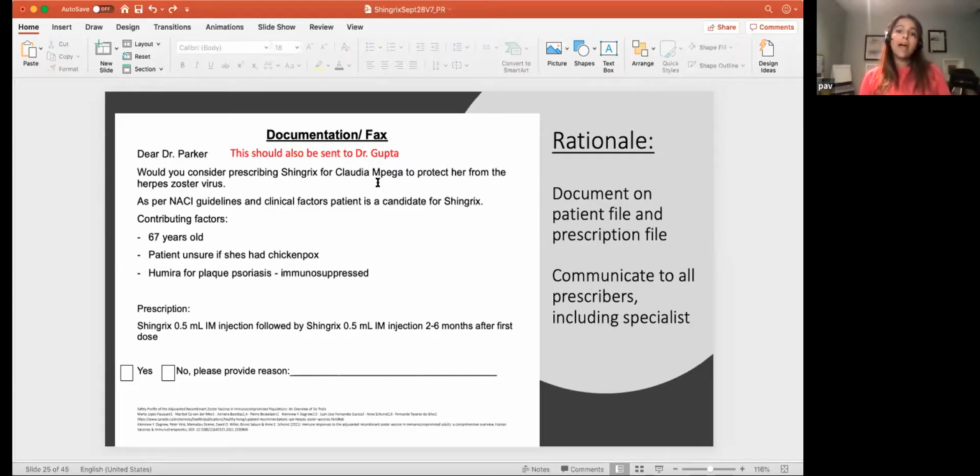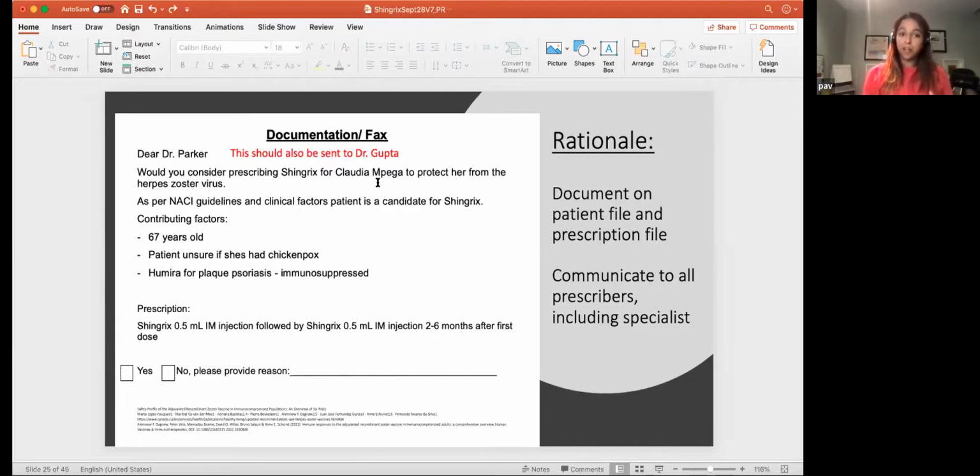That's something we can now add onto the patient file, and it really shows that we've done our due diligence. And the one thing to note about this patient is that she has two physicians that she routinely sees. Most likely she sees Dr. Parker a little bit more often than she sees Dr. Gupta, but they're both her care providers. And so we want to make sure we send this to both physicians.